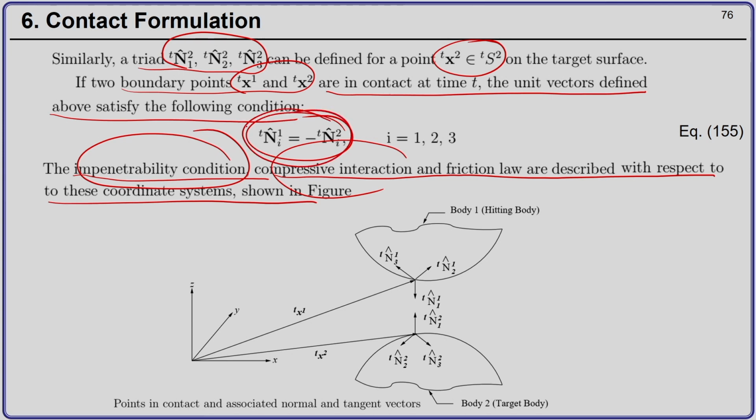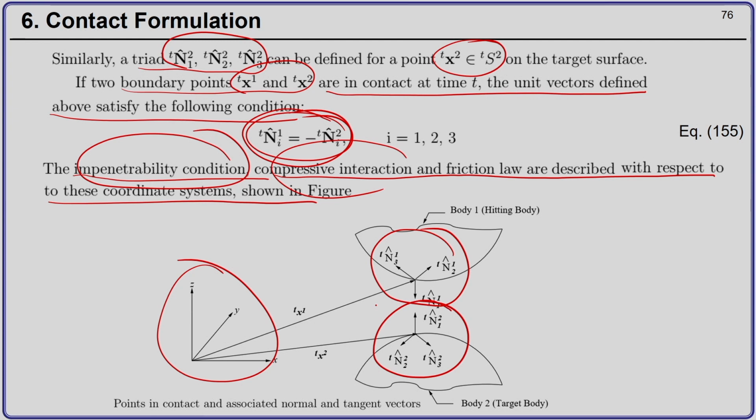Normally you will have those tractions with respect to the global coordinate system, but then you have to transform those vectors to the local coordinate system defined by these normal and tangential vectors. You can use the concept from our discussion on tensors, on how to transform a tensor from one coordinate system to another.